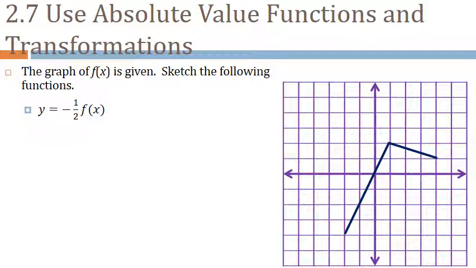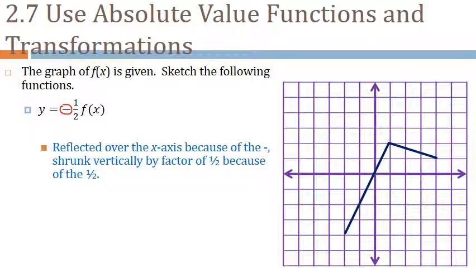All right, now let's try some general transformations. So here is some function. It is not an absolute value function, it's just some random function. And we want to graph negative 1/2 of that function. The negative means it will be reflected over the x-axis. The 1/2 means that it's half as tall.